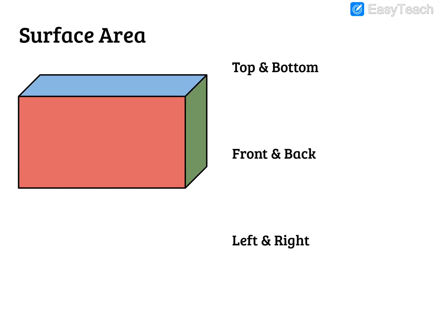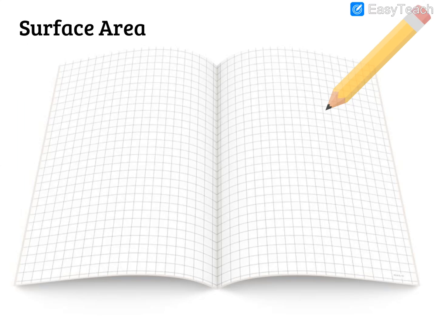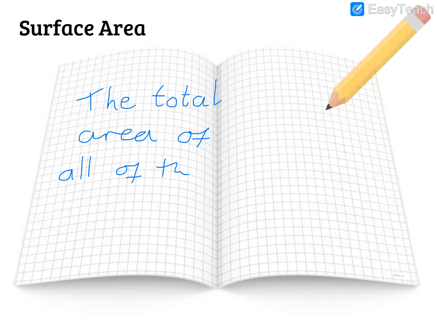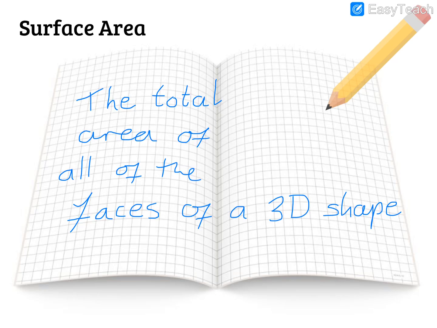But first of all, what do I mean by surface area? So surface area is the total area of all of the faces of a 3D shape. The total area of all of the faces. So that means we need to add them all together. Once I've found the area of all of the faces, I can add them together, and that total I get will be the total surface area of the shape.